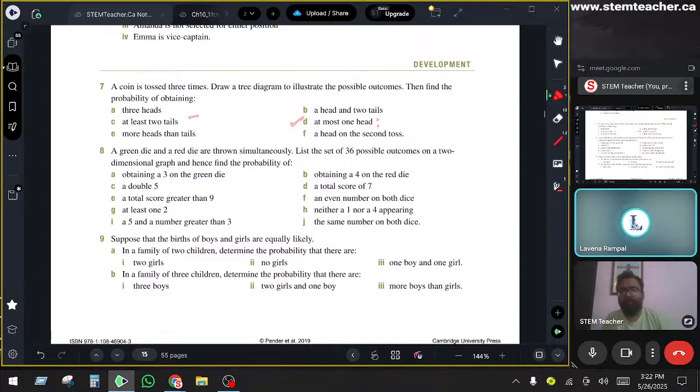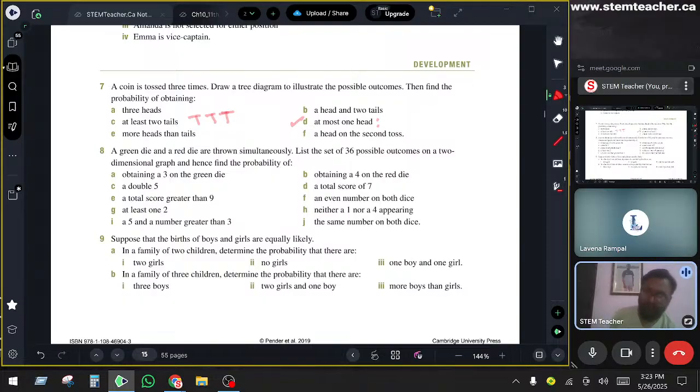But if it says at most one head, then 0 heads also counts? Is it allowed? This is your favorable in C. Is it favorable in D? It says at most one head. At most means either 0 or 1. Either 0, yes, it is favorable.